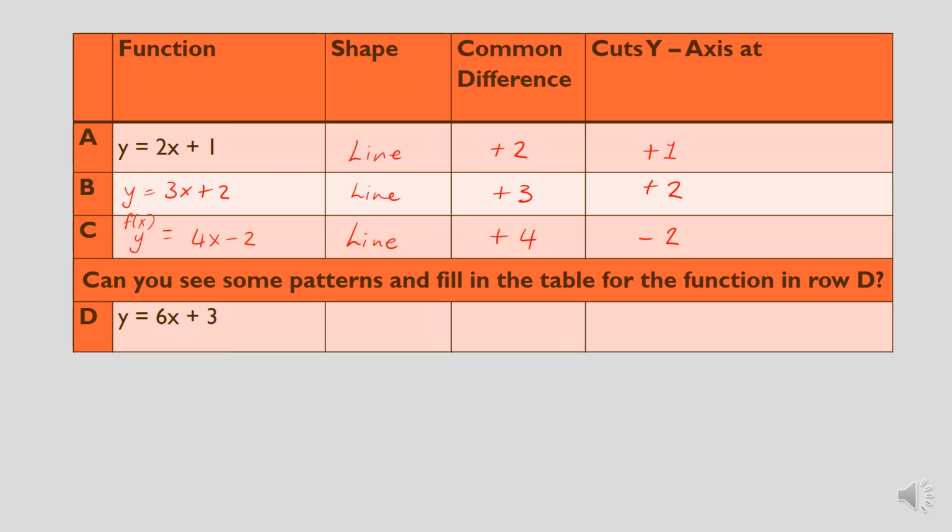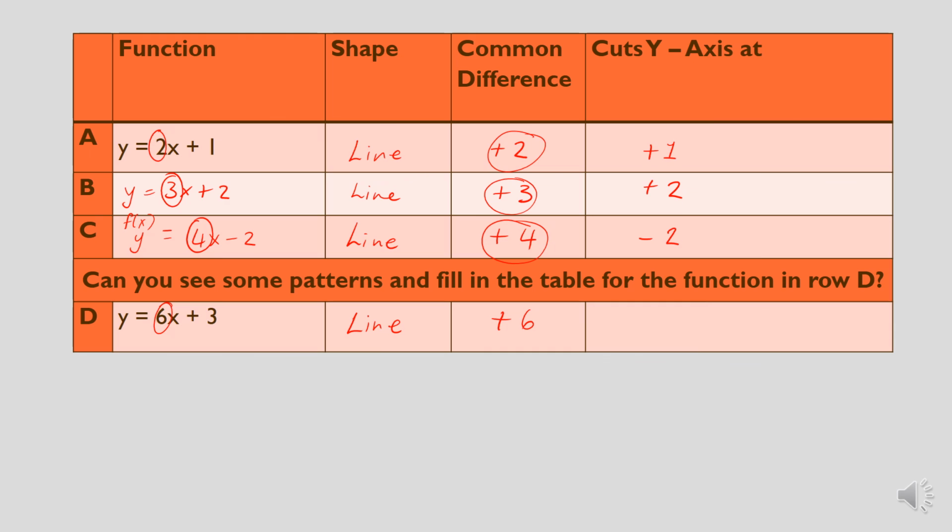And can we, without drawing, look at function d? y equals 6x plus 3. Can you tell me what shape it's going to be? Well, it will be a straight line. Okay, it takes the same form as the previous ones. Can you tell me what's the common difference? Well, we can. So when we had common difference 2, we have 2 beside the x. 3 had 3 beside the x. 4 had 4 beside the x. So what's beside the x here? 6. The common difference is going to be 6.